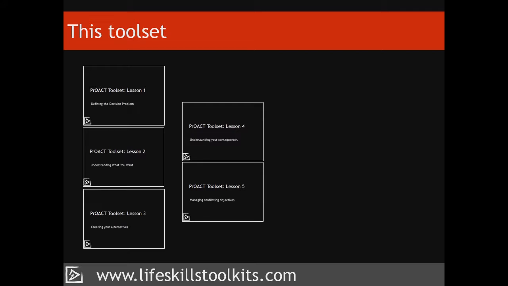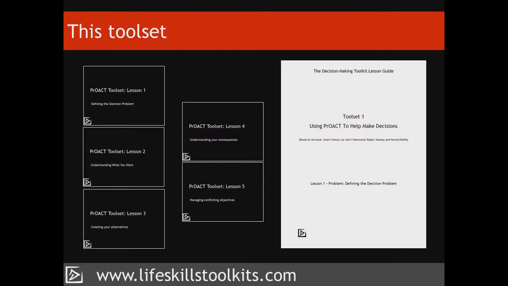This toolset consists of 5 lessons, with each lesson covering one step of the PrOACT process. Together with the lesson's presentation, the accompanying lesson guide contains a description of the process step together with case study material to help you understand and apply what you've learned.